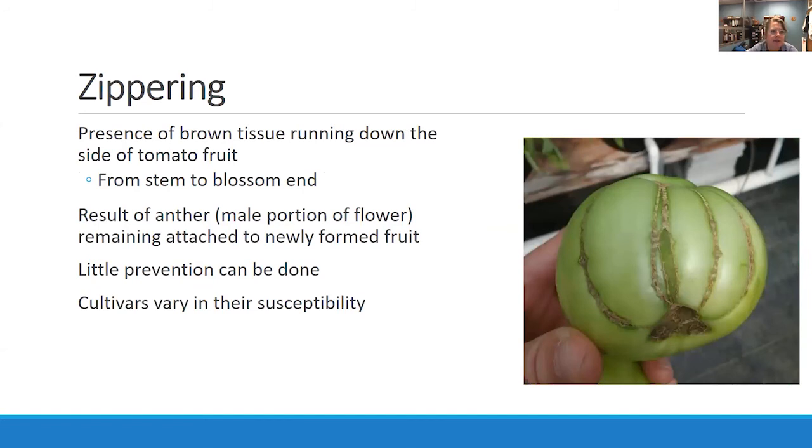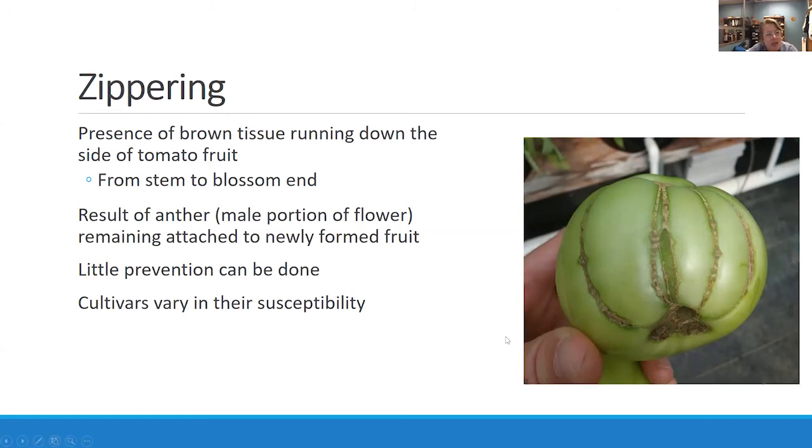Okay, zippering. So the presence of this brown tissue running down the side of the fruit from stem to blossom end, right? It's the result of the male portion of the flower, the anther, remaining attached to newly formed fruit. And so little prevention can be done. Cultivars vary in their susceptibility.